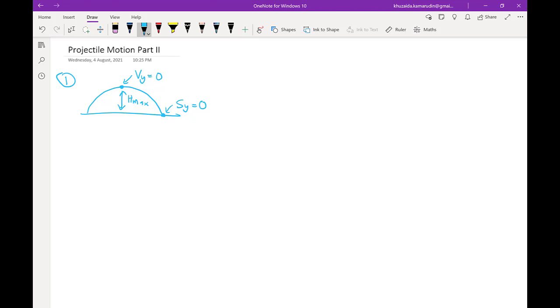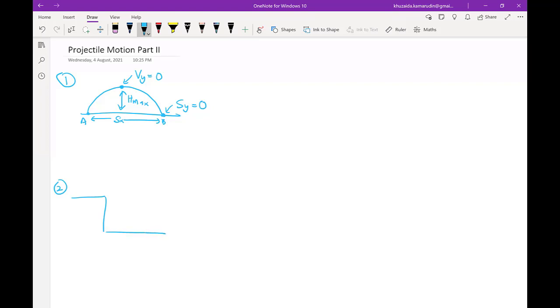Okay, alright, so Sx is the range starting from the starting point to the end point lah dekat sini. Okay, so Sx equals to Uxt, you akan buat equation tu macam biasa, kena cari time dulu baru boleh dapat nilai Sx. Okay, the second one, when you have half projectile motion.